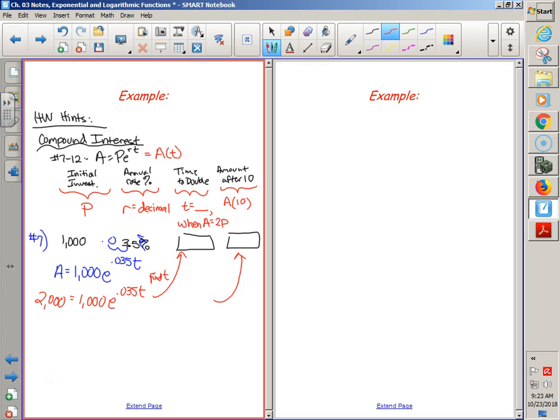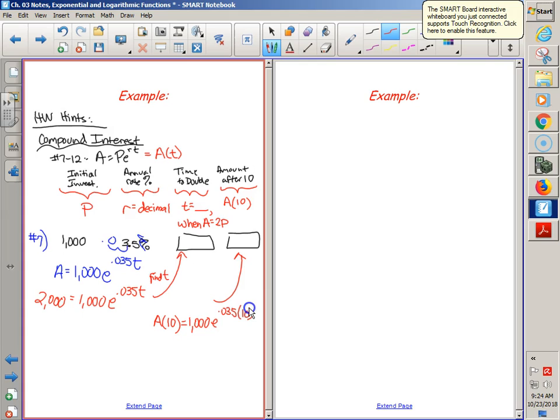Now, wait a minute. After 10 years, is it going to be doubled? Do I know that? Oh, I don't know what it is. I'm supposed to be finding it. So I'm going to say A of 10. I need to find A on this one. So in this one, I'm going to use the same base formula with the 1,000, e to the 0.035 times, plug it in, 10. Hey, isn't this just a plug into your calculator problem? That's just a plug and chug to your calculator. This one's going to be dollars, and this one's going to be years. Oh, well that's not too bad.